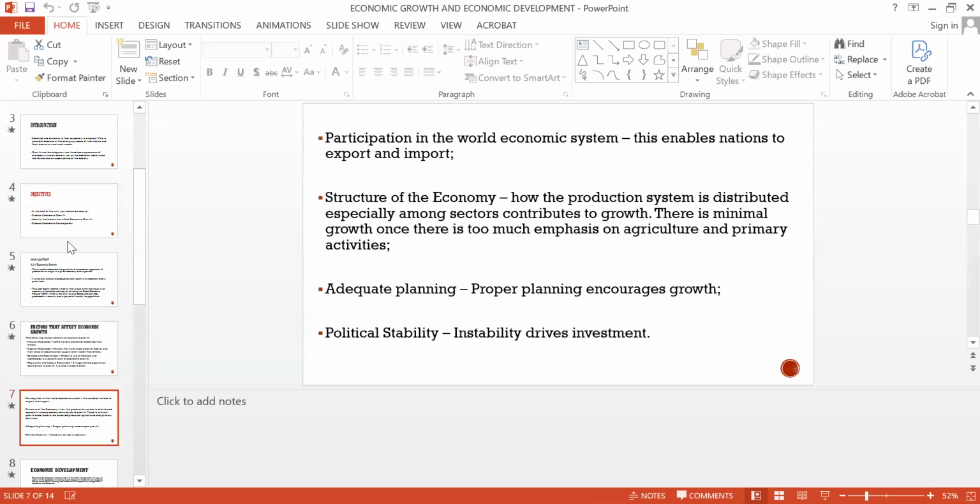So participation in the world economic system also enables a nation to export and import. No country can be an island. You cannot say that you want to maintain the principle of isolationism or non-interventionism, that you want to be alone. No, you would be reckless, you'll be poor. So every country must interact.